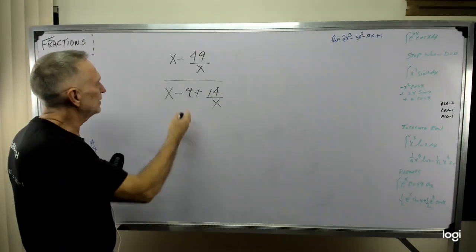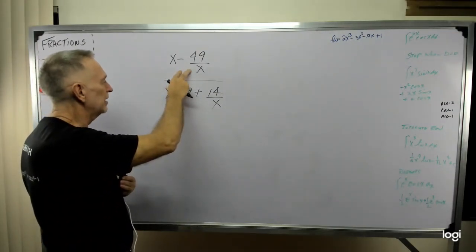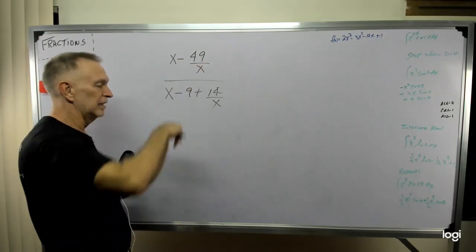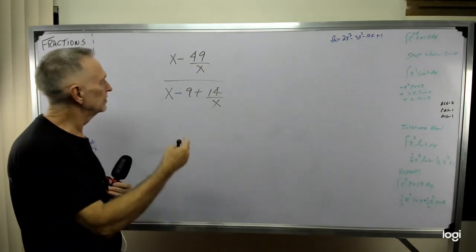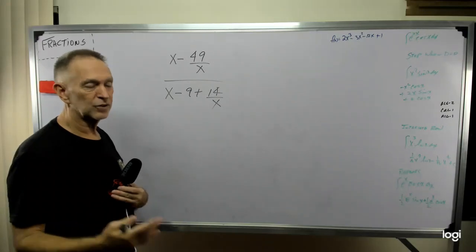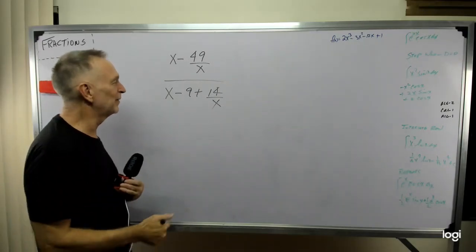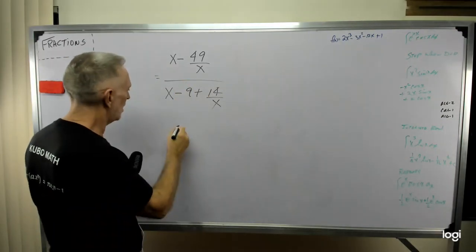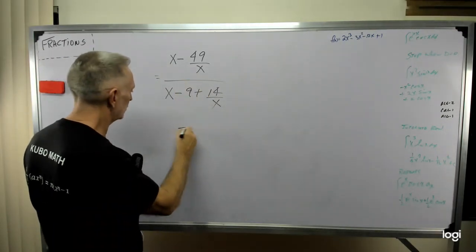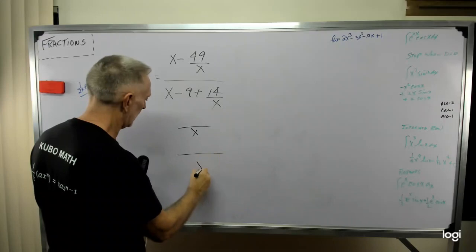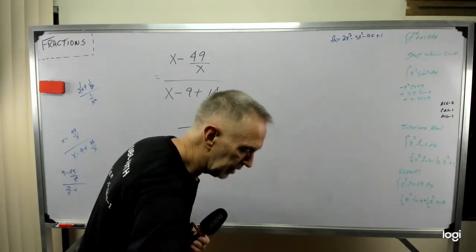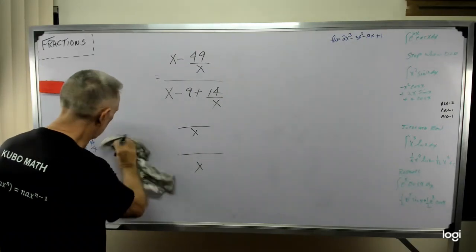So what do I need to do? I need to get a common denominator here, get a common denominator there, invert, multiply, reduce, factor, go home. Okay, we can do it. Okay, so let's let the common denominator be x for the top and x for the bottom.